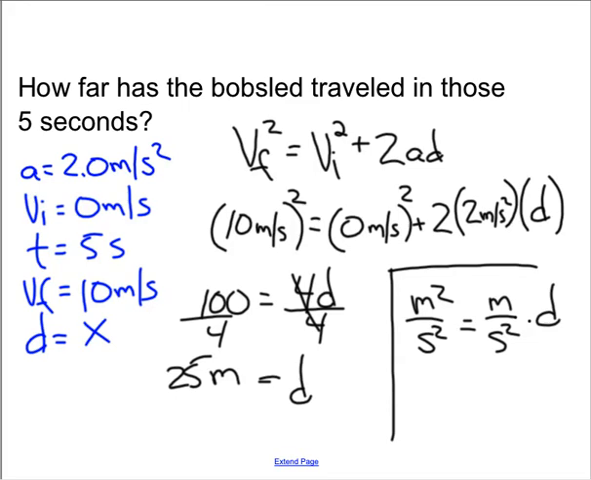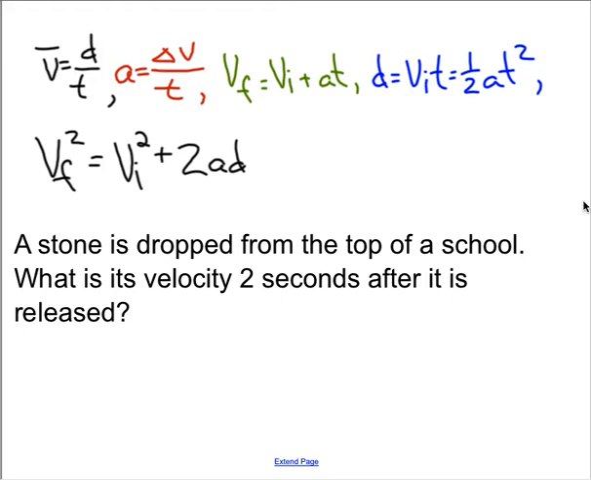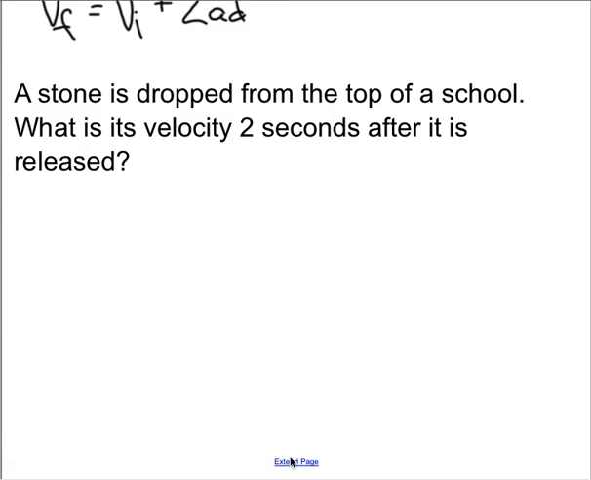Okay? Last question, because there's a couple of other ideas we got to think about. Here's our formulas again. This might not seem like too much of a tricky problem, but there's a couple things we need to think about, a couple of assumptions to make. Here's the question. A stone is dropped from the top of a school. What is its velocity 2 seconds after it's released? Now, it's kind of a weird question because it only looks like there's one variable in there.